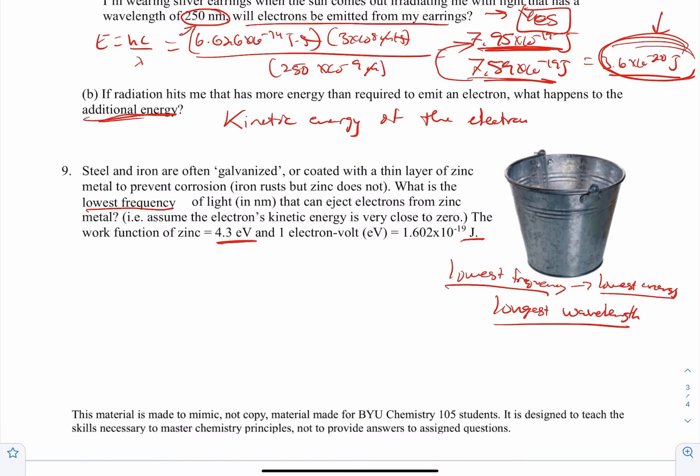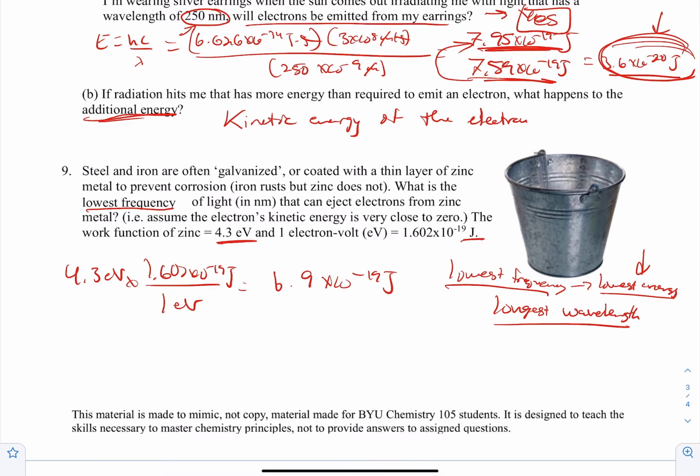So really all we have to do is say 4.3 electron volts times 1.602 times 10 to the negative 19th joules per electron volt. If you do that, we're going to find the work function of zinc, which is the minimum amount of energy required to eject an electron off of the surface. Using sig figs, that's about 6.9 times 10 to the negative 19th joules.